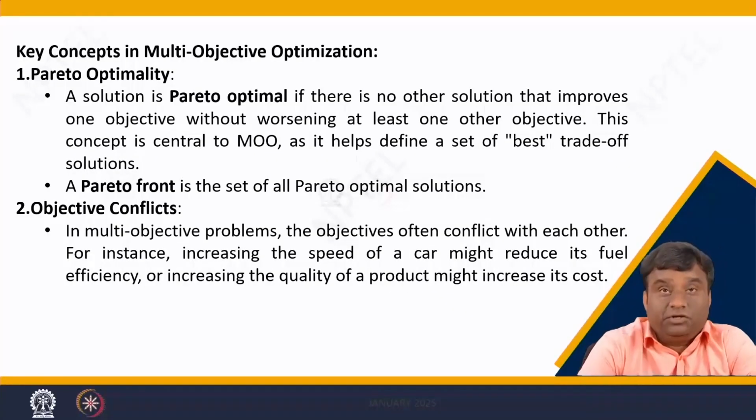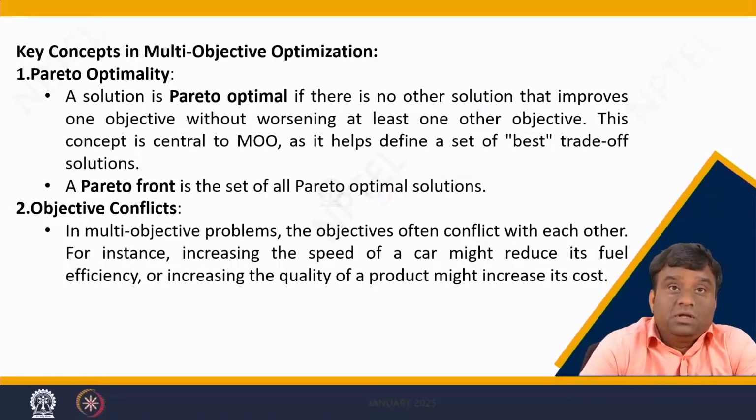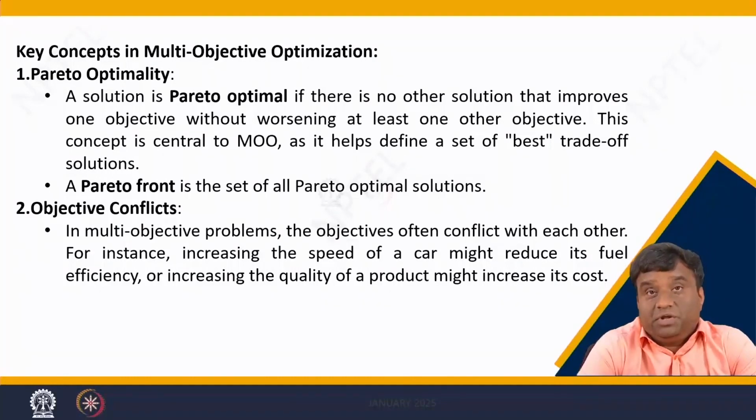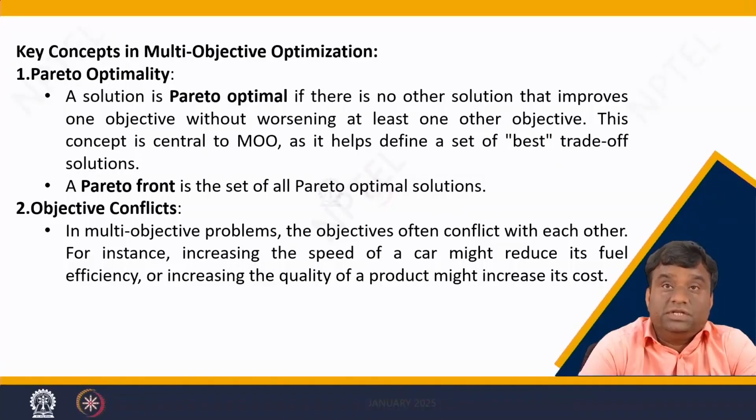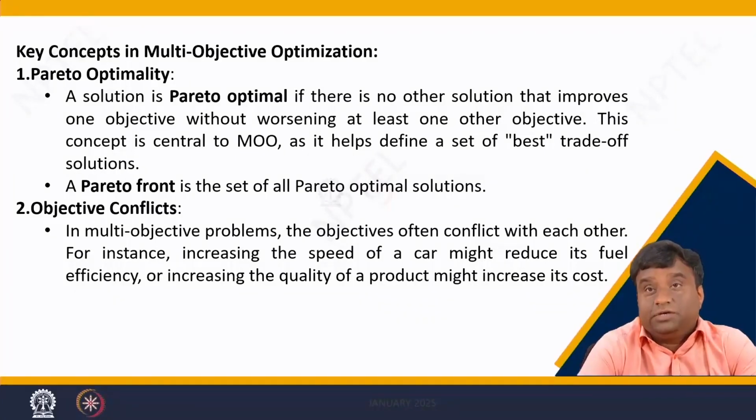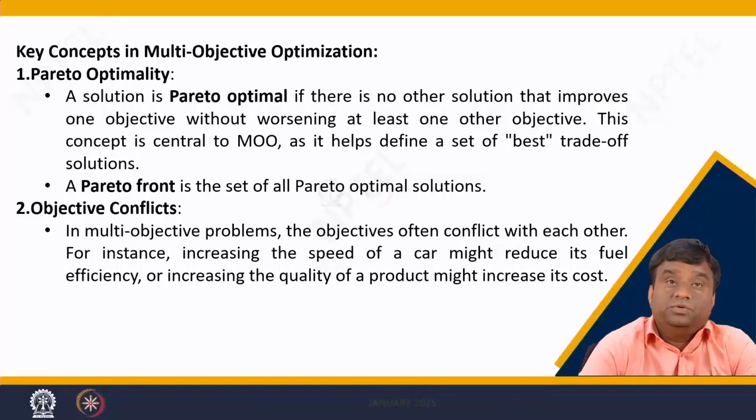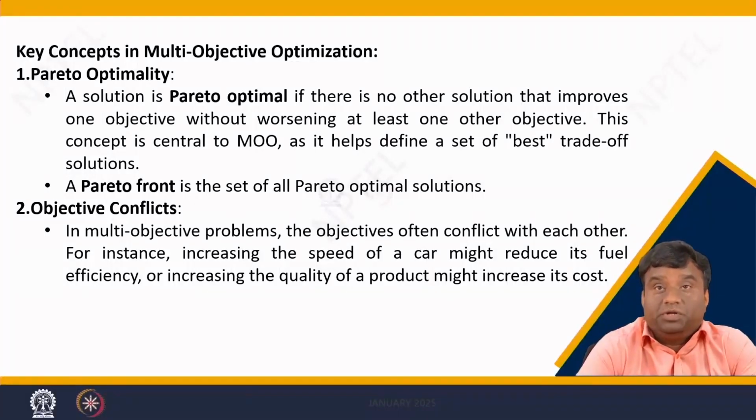Key concepts of multi-objective optimization. First one is Pareto optimality. A solution is Pareto optimal if there is no other solution that improves one objective without worsening at least one other objective. This concept is central to multi-objective optimization as it helps define a set of best trade-off solutions. A Pareto front is the set of all Pareto optimal solutions.